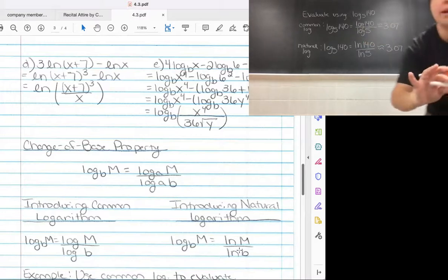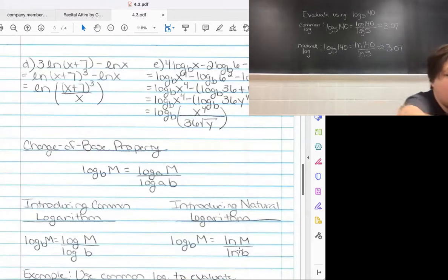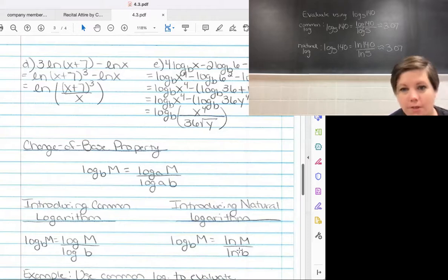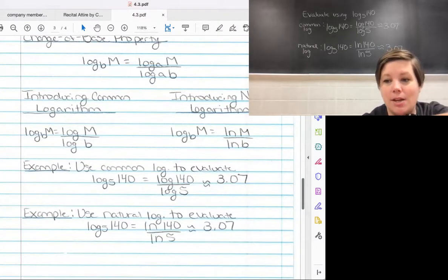No matter which way you do it, no matter if you use the natural log or the common log, you're going to get the same answer. So that's one of the nice things about the change of base is it doesn't matter which way you prefer to do it. Obviously, if your homework says use the natural log, then use the natural log. If it says use the common log, use the common log. But mathematically, you're going to get the same solution either way that you do the work. And so that is nice. And that allows you to evaluate these different logs that have different bases that aren't 10 or e. And that is the end of 4.3.